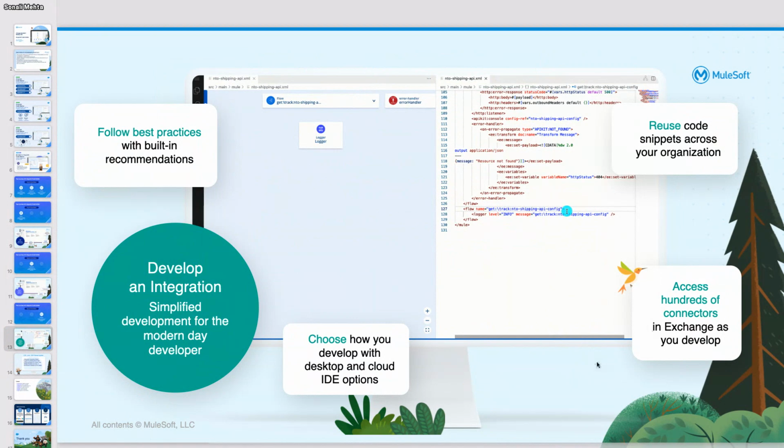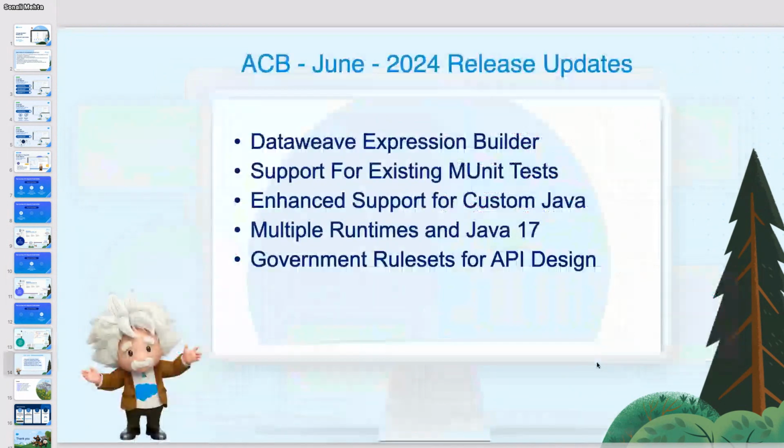Along with that, last June, we have the updated version of Anypoint Code Builder. In that, there are additional new features available, and those are really great. The first one is the DataWeave expression builder. With that, you can simplify the data transformation across the systems. Second is support for existing unit tests.